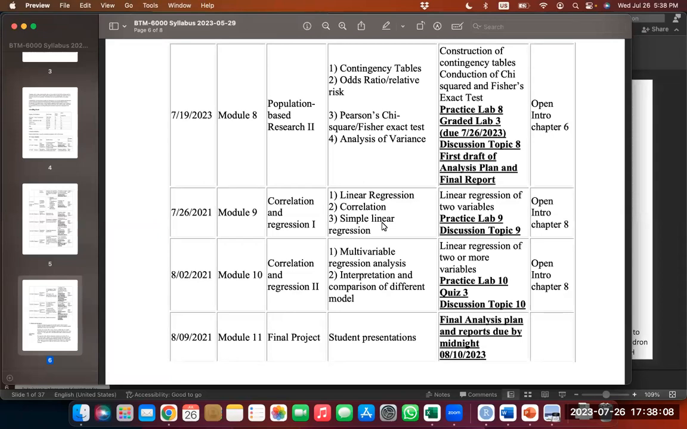We have practice lab 9 today. A discussion topic was posted. Next week, we're going to do practice lab 10, a little quiz again, and discussion topic 10 is due. Also due are the analysis plan and the final project first draft. I will get your comments back ASAP. I will review your drafts and give some recommendations. And I hope you also made progress with the DataCamp exercises. I hope this is going well. Any problems with the DataCamp exercises? Is that going along?